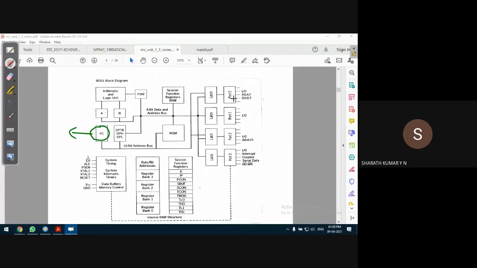Okay, fine. Let us stop at this stage. It may be too much to discuss more on the architecture. We'll continue in the next class where we discuss other components of the 8051 microcontroller.